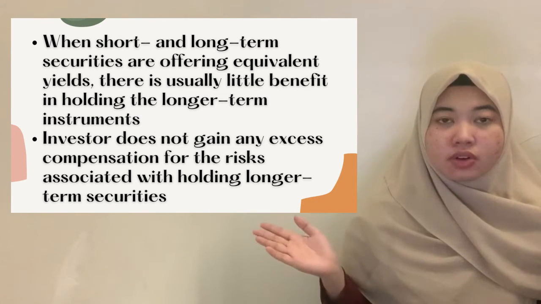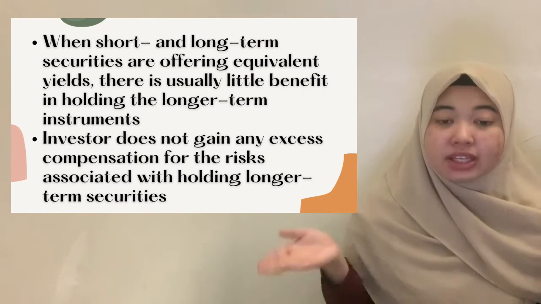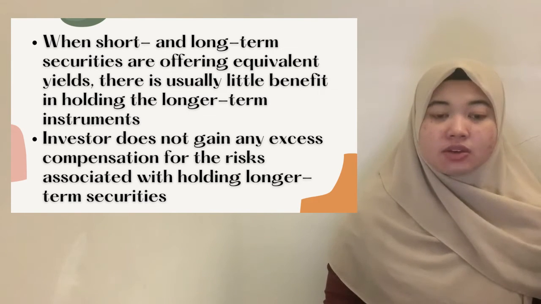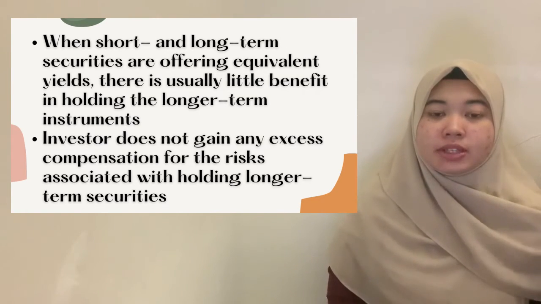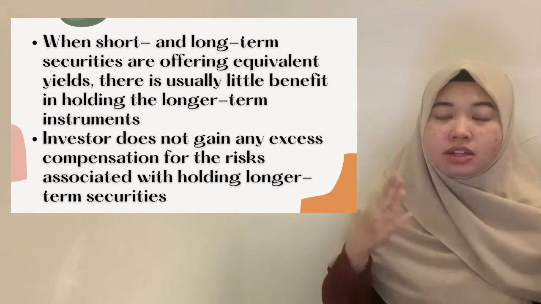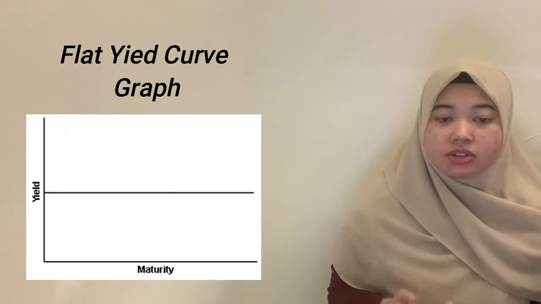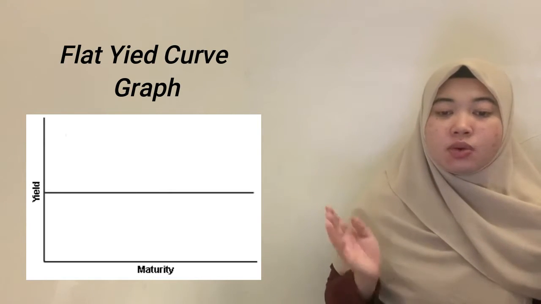When short- or long-term securities are offering equivalent yields, there is usually little benefit in holding the long-term instruments. So when the investor does not gain any excess compensation for the risk associated, they will not hold the longer-term securities. The next video will be explained by Atira about the humpback yield curve.